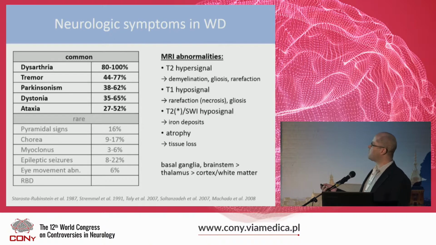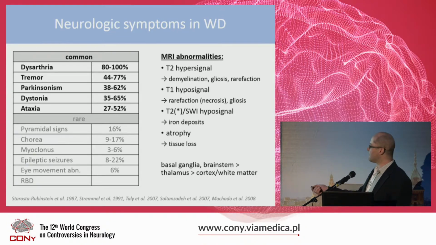And on MRI, you can see basically 3 types of abnormalities. The first and the most typical is T2 hypersignal, which may mean demyelination, gliosis, and tissue rarefaction. When the rarefaction gets severe, you can see it as T1 hyposignal, which may indicate necrosis. Then you see T2 or T2 star or SWI hyposignal, which, as I will show you later, means iron deposits. And the third is atrophy, which is basically a tissue loss, and it's similar to this rarefaction.